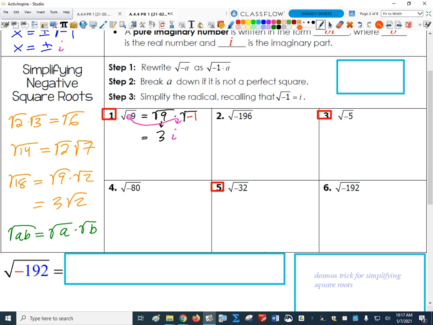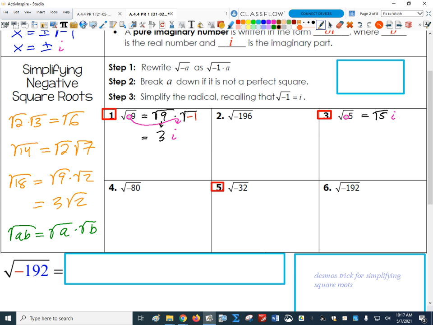Okay. So how about the square root of negative 5? Well, the fact that I've got a negative inside means that I'm going to get an i outside. And what about the square root of 5? Can that be simplified? No, it can't be. So my final answer in this case is just the square root of 5 times i. That's my answer. That's all I can do. The only thing I can do in this case is turn the negative part into an i.